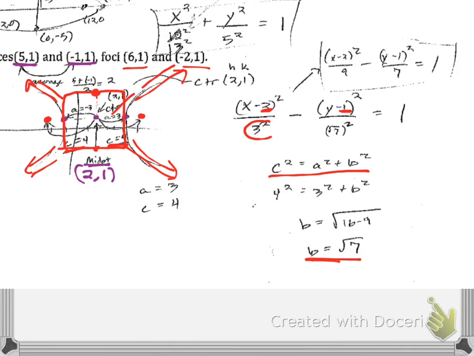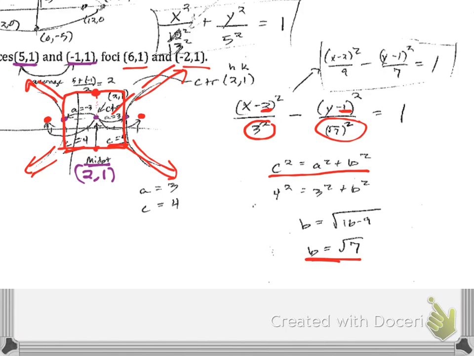And a squared is going to go underneath that. It'll go under the axis parallel to which it opens. So a squared is always first in a hyperbola. It's always biggest in an ellipse. So here it is. My a squared is 3 squared. My b squared, the square root of 7 squared, will just be 7.